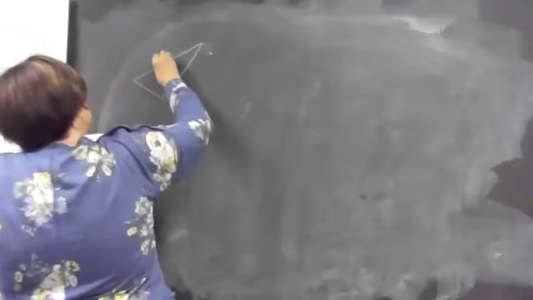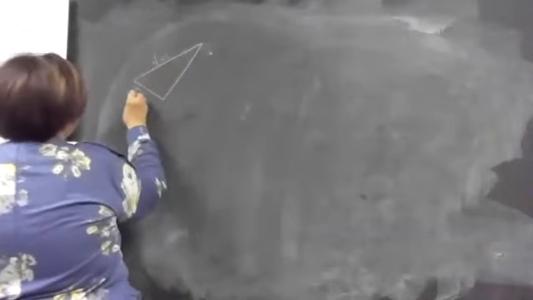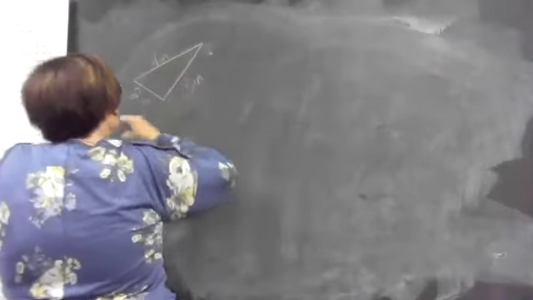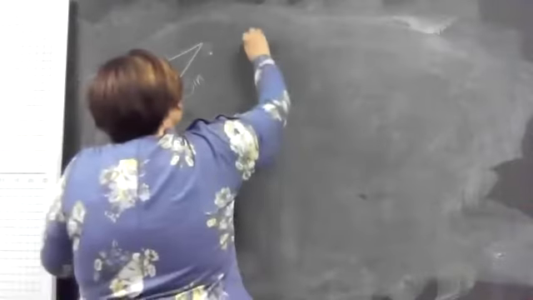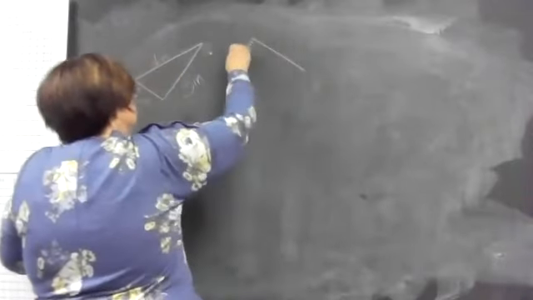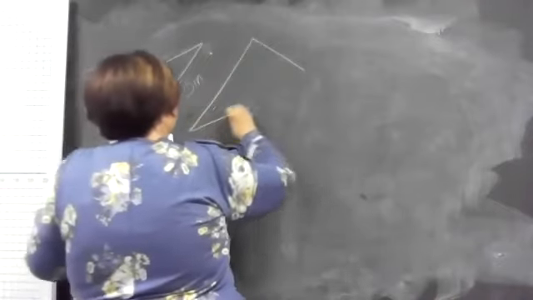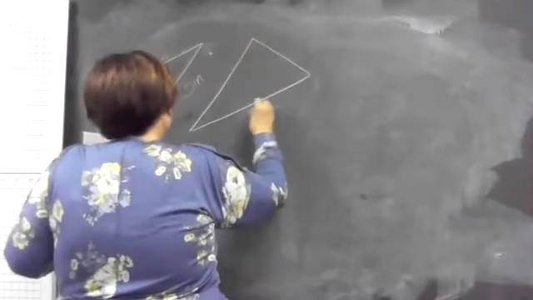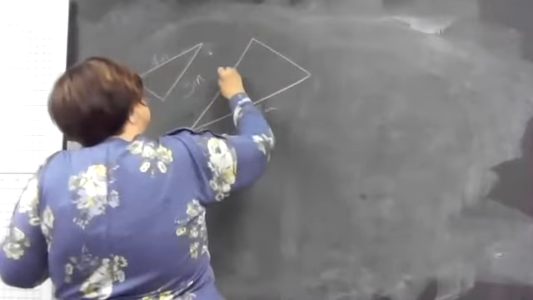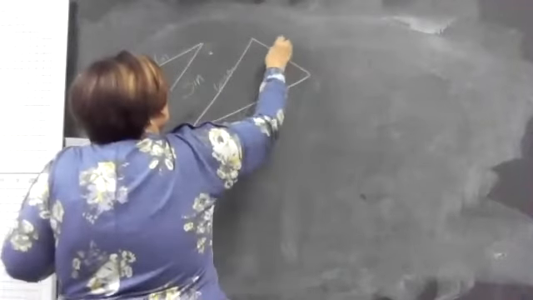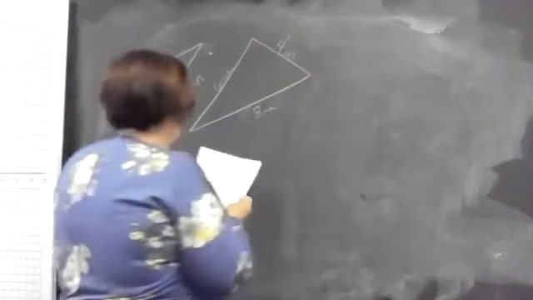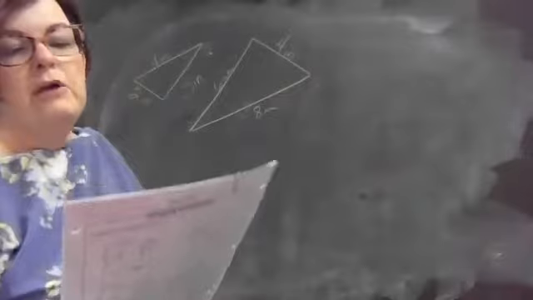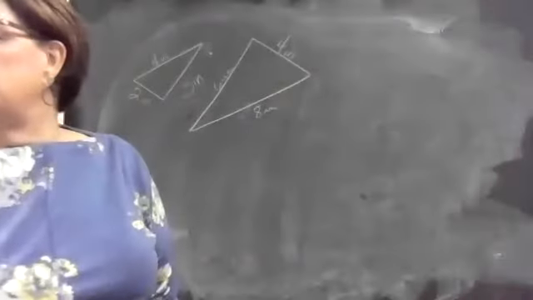And this says 4 inches. This one says 2 inches. And this one says 3 inches. And then they show you another triangle that looks like this, and they say 8 inches, 6 inches, and 4 inches. Now the instructions say, write whether each pair of triangles are similar. So you're going to be saying yes or no.